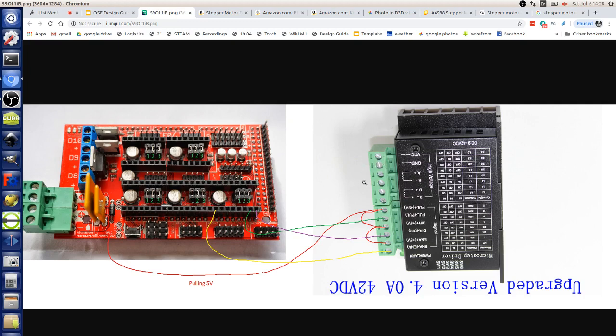So you would have a power supply connecting to the other side of this external stepper driver, which in this case, these are actually up to DC 9 to 42 volts. So you can run your stepper motors up to 42 volts. That means you get higher speeds.